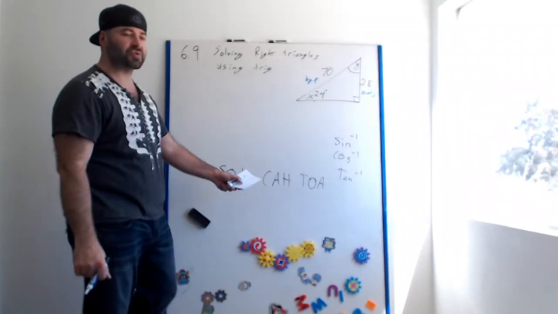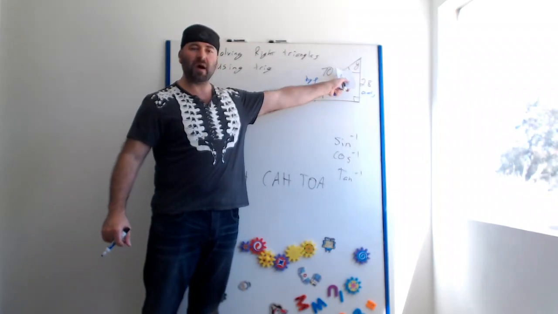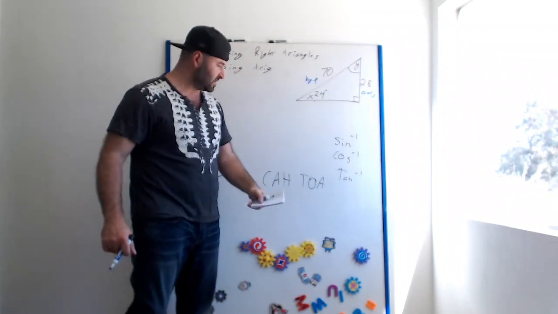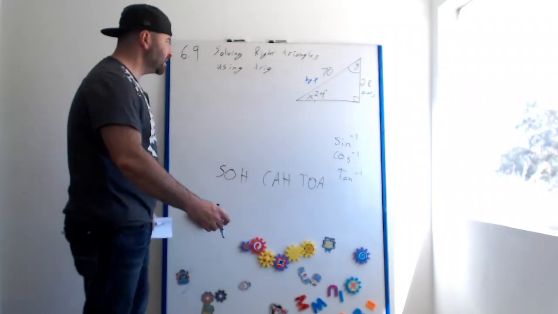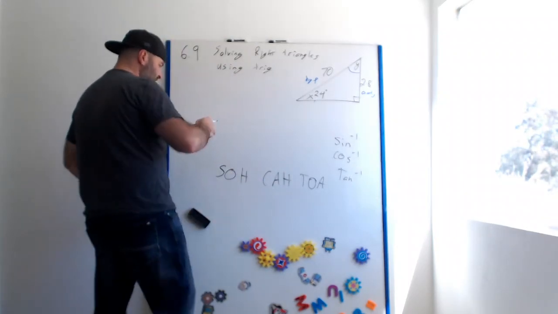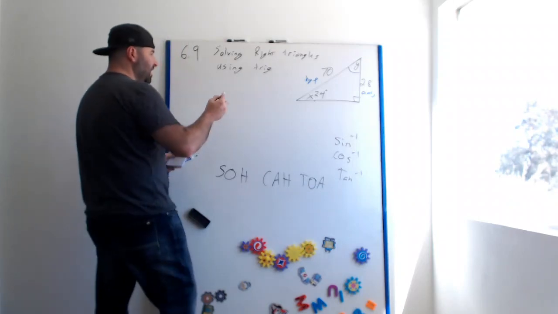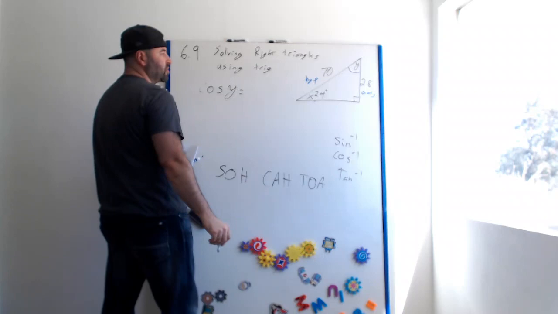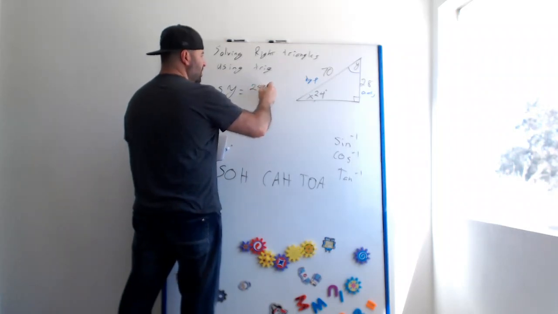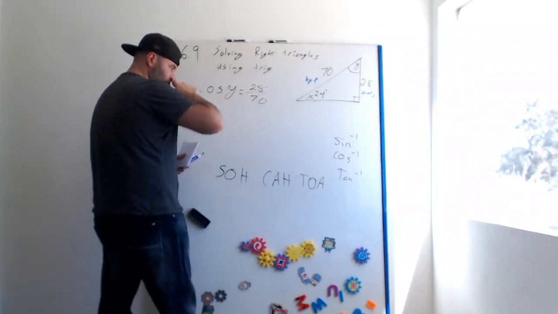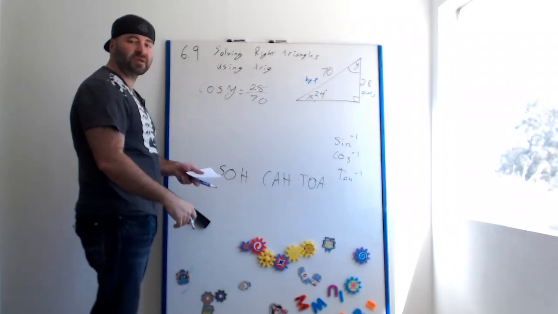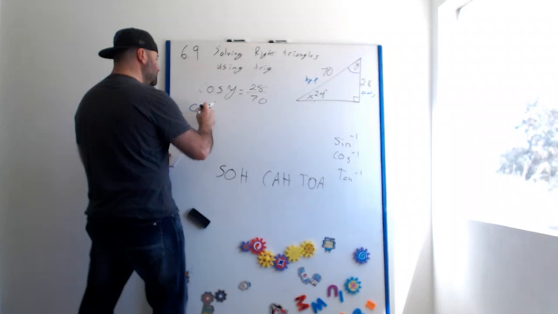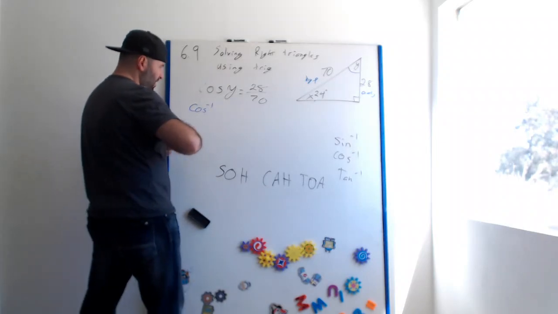So now, if I'm solving for y, which trig function is going to use the adjacent side and the hypotenuse? Cosine. So setup, everything is still the same. We have the cosine of y is equal to 28 over 70. Since we're solving for the angle measure, we're going to have to use the inverse. So same process, inverse cosine.